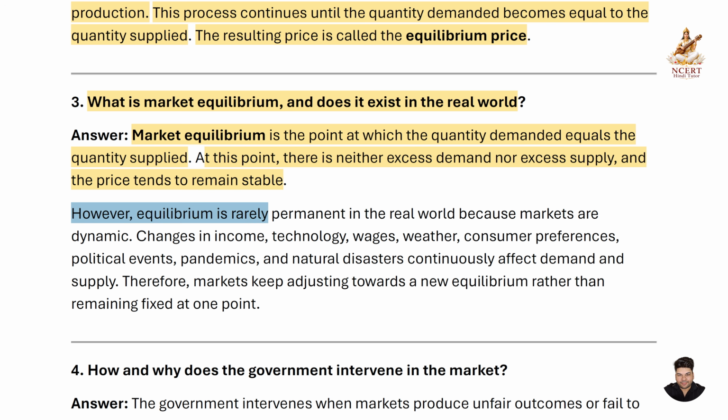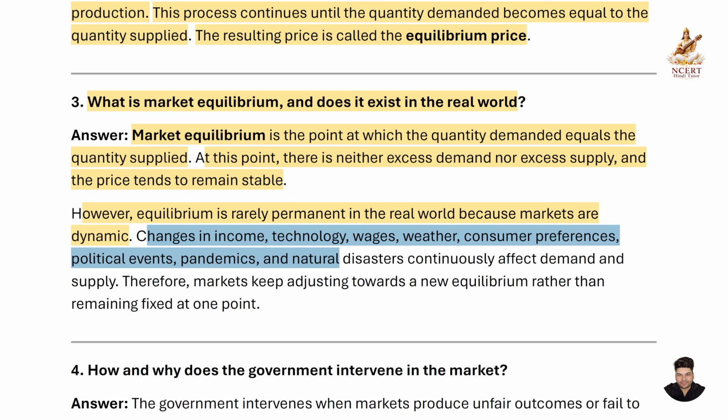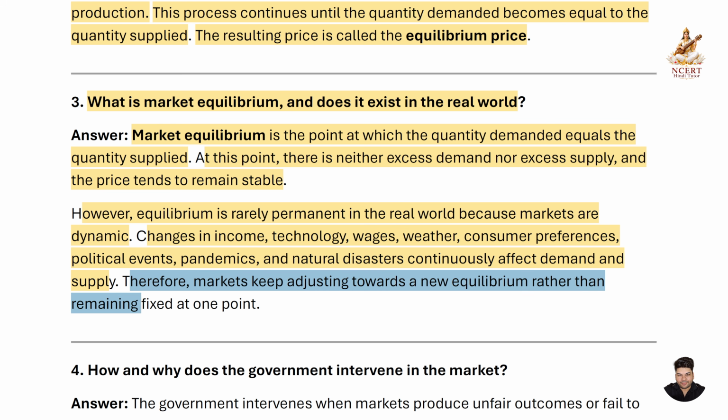However, equilibrium is rarely permanent in the real world because markets are dynamic. Changes in income, technology, wages, weather, consumer preferences, political events, pandemics, and natural disasters continuously affect demand and supply. Therefore, markets keep adjusting towards a new equilibrium rather than remaining fixed at one point.